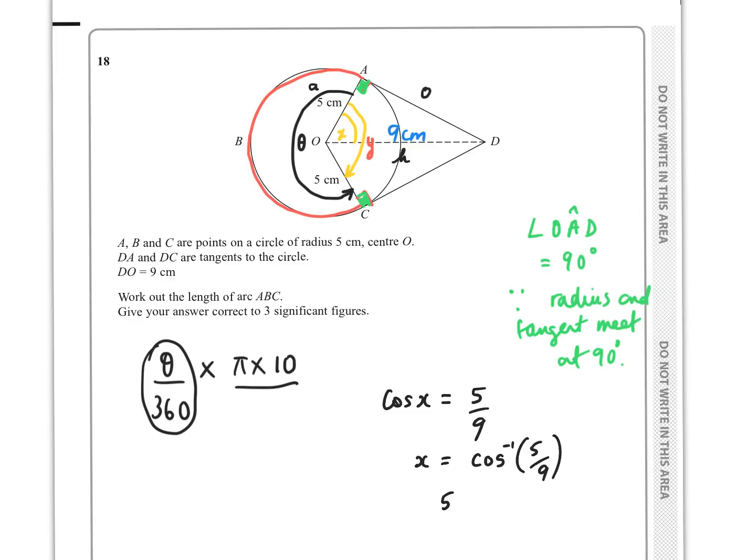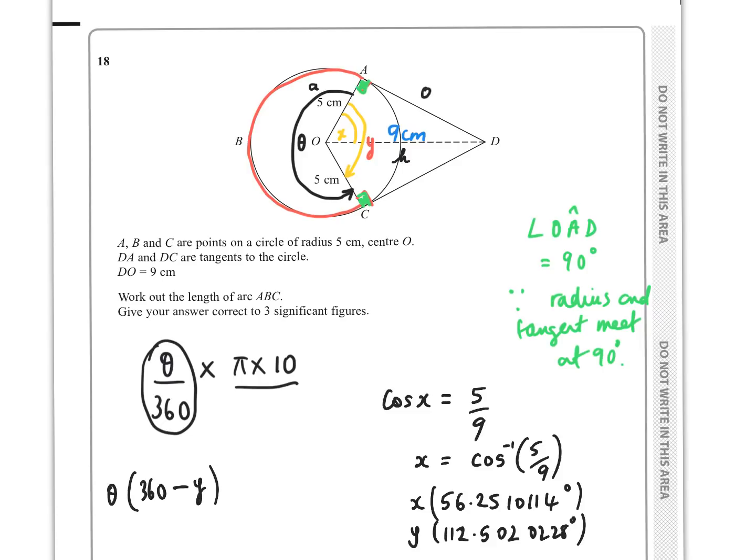And that gives me 56.2510114 degrees. That's for X. So Y will be double that, and that's going to be 112.5020228 degrees. So we now know what theta is. Theta is going to be 360 minus Y, so that's going to be 247.4979772 degrees, and I just have to put that into here. So I'm going to divide that by 360 and then times it by 10 pi.